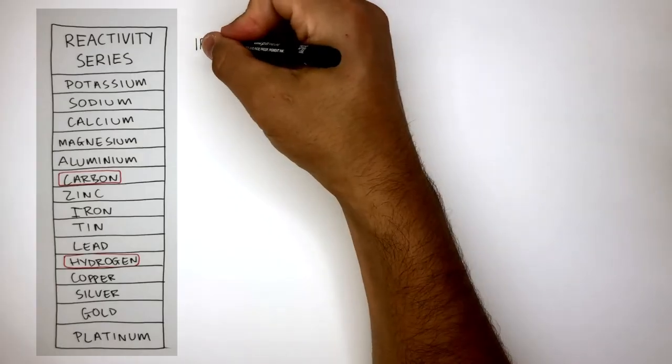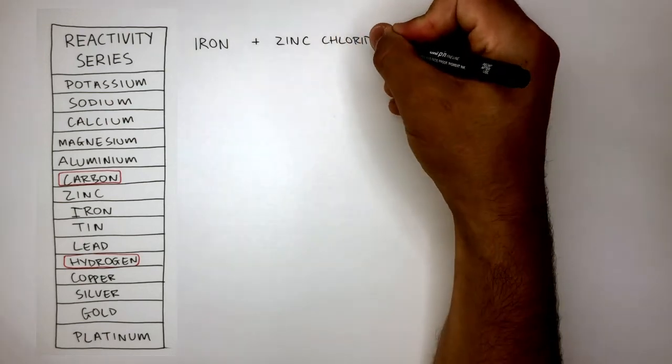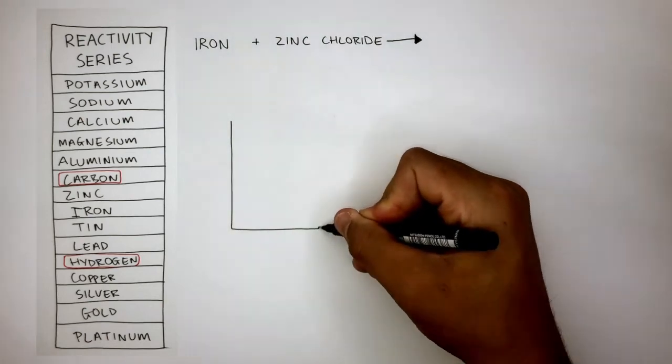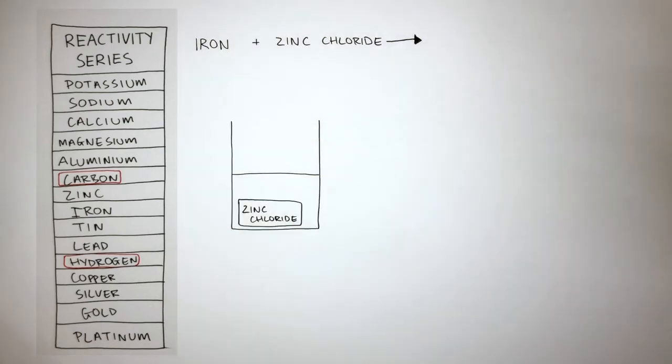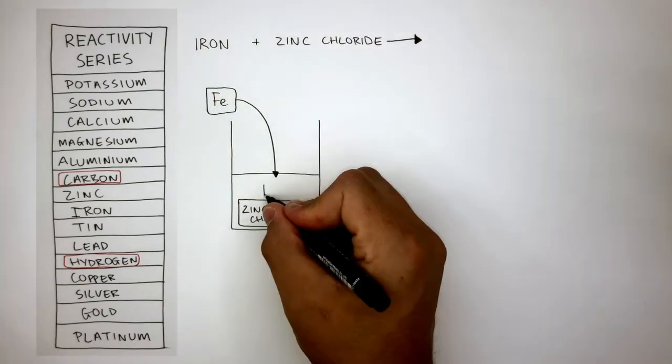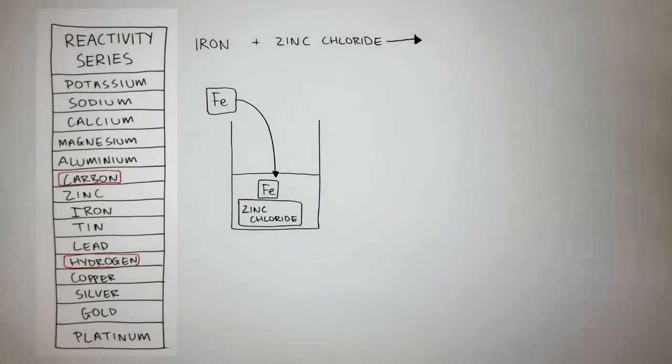Now let's say iron reacts with zinc chloride. We're going to use the reactivity series to figure out what will happen. So let's say we have a beaker. We pour the zinc chloride solution into the beaker, and we have Fe, which is iron, and we place the iron into the beaker as well.